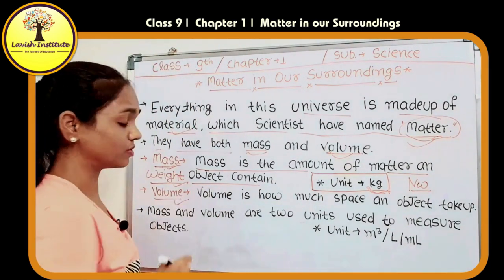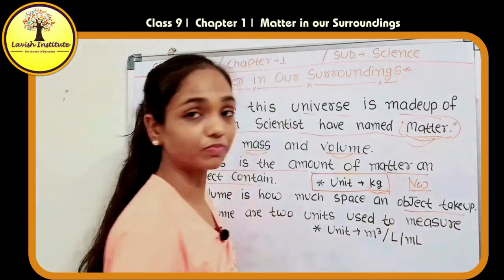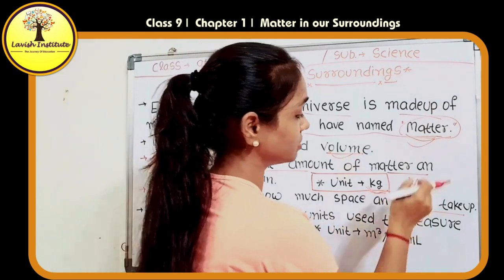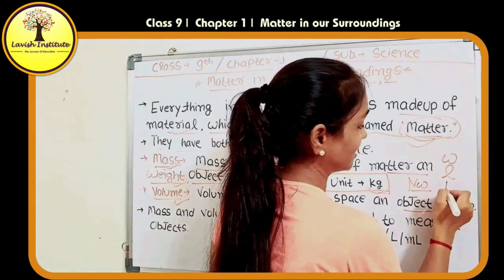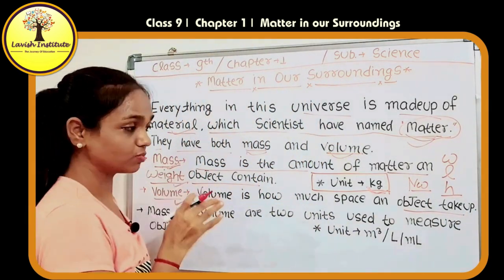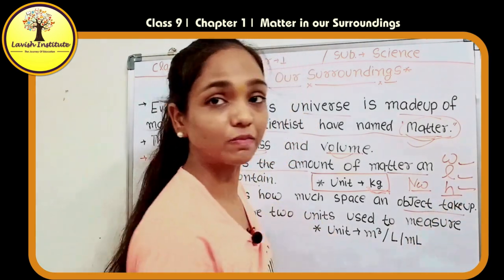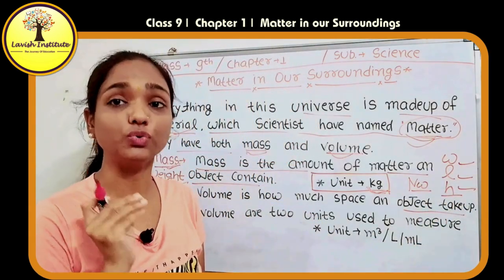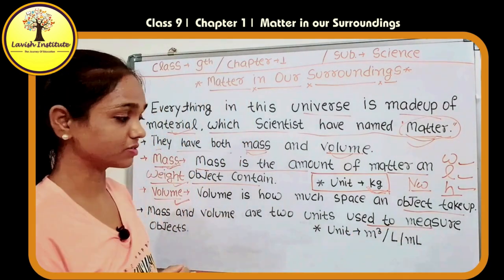Now the second point is volume. Volume is how much space an object takes up. Volume depends on the object's width, length and height. So mass and volume are two quantities to measure an object.